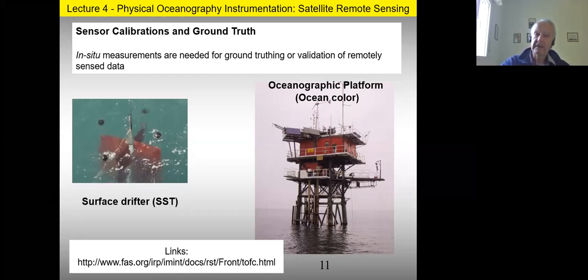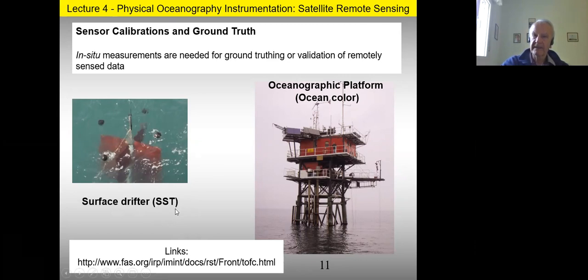We can see also that the surface drifters are used. That means that not only the Eulerian measurements, so the measurements fixed at the Earth, but also the Lagrangian measurements, so the measurements which are obtained by following the currents, can be used for validation of the remotely sensed data. And one of these platforms which have been used for these kinds of measurements is the surface drifter.